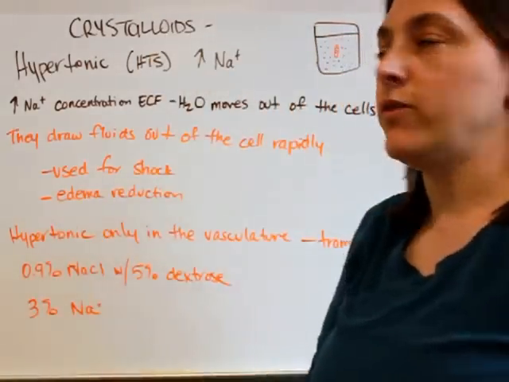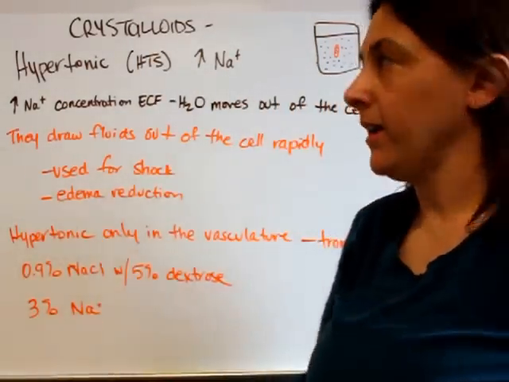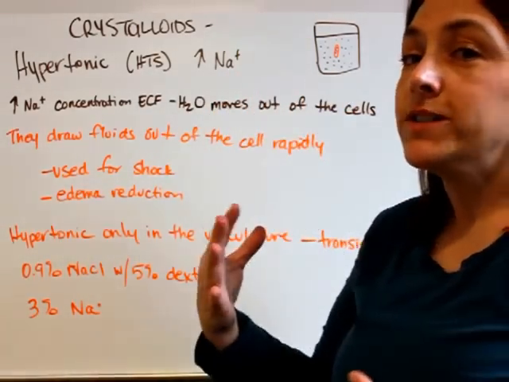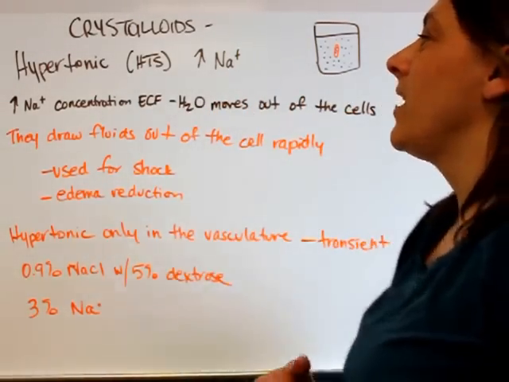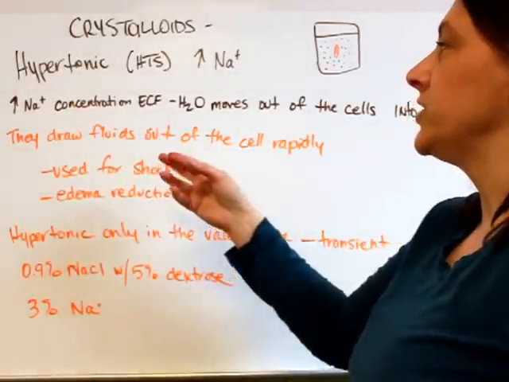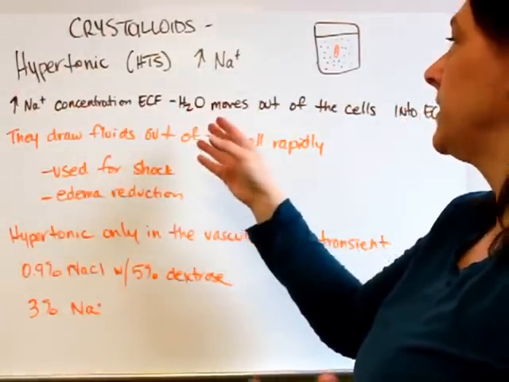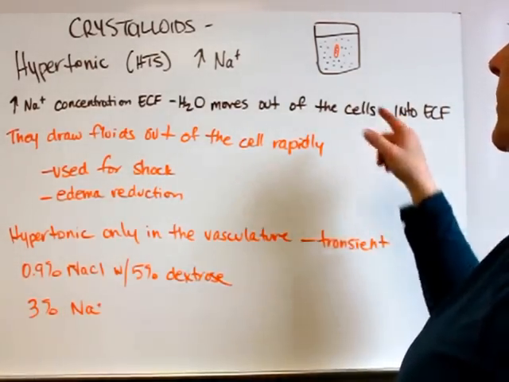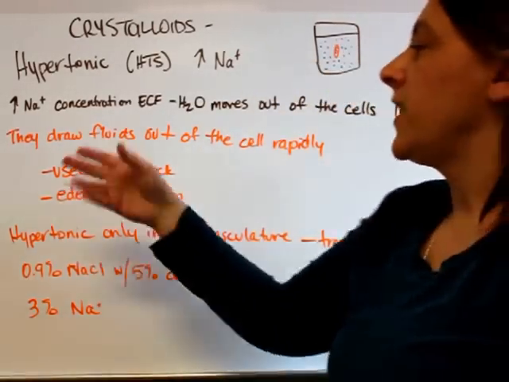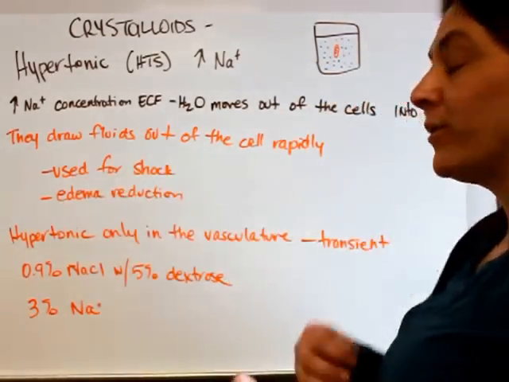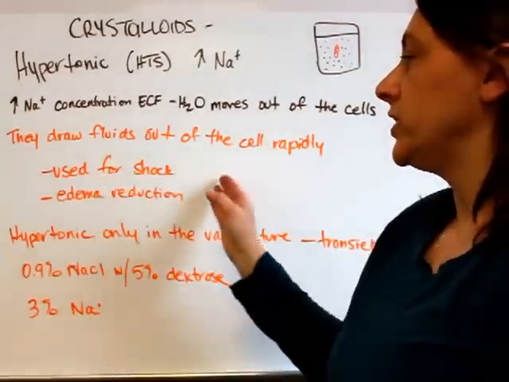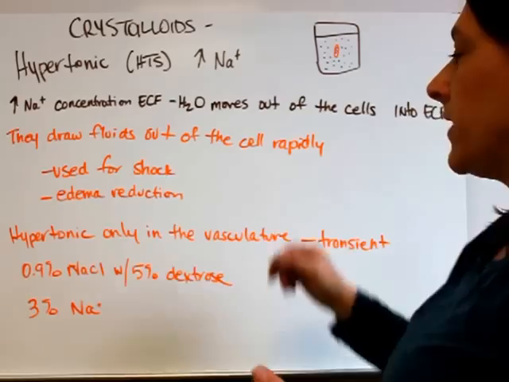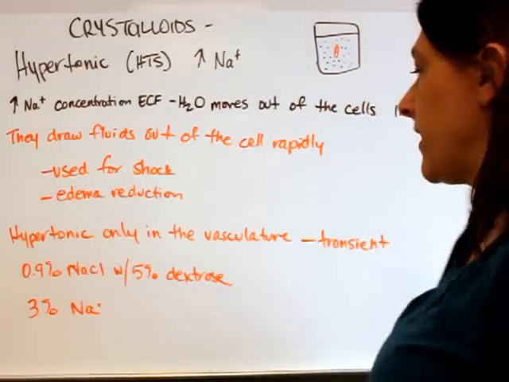The final type of crystalloid is hypertonic, and this is where it has an increased amount of sodium, an increased sodium concentration in the extracellular fluid. So basically the water moves out of the cells and into the extracellular fluid, and the cells shrink. They use these to draw fluid out of the cell rapidly. It's used to treat shock as well as edema. This helps to reduce the edema. They use it for fluid in the lungs, those kinds of things.